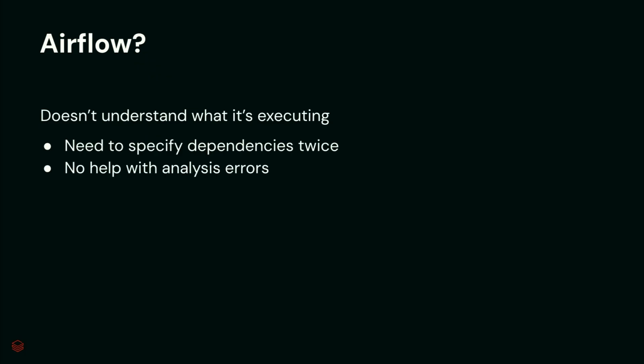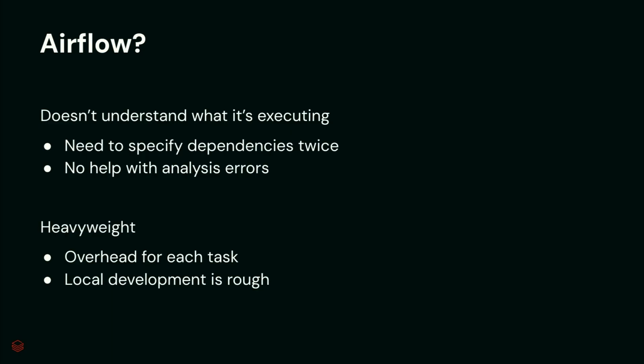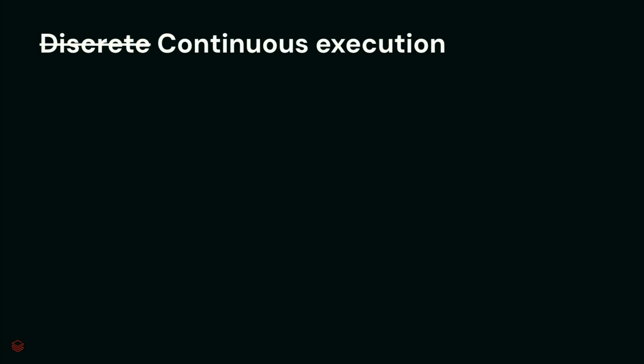Second, Airflow can't help us at all with the kinds of analysis errors that we looked at earlier. It doesn't know what columns each query produces, and it doesn't know what columns each query expects, so it can't do anything to match those up. As a general purpose orchestrator, Airflow can also be fairly heavyweight for representing every transformation within a pipeline. Task startup can be slow, and the local development experience is rough. There's a reason that lighter weight frameworks like dbt are popular. And then orchestrators like Airflow are an especially poor fit if we want to run our pipeline continuously.